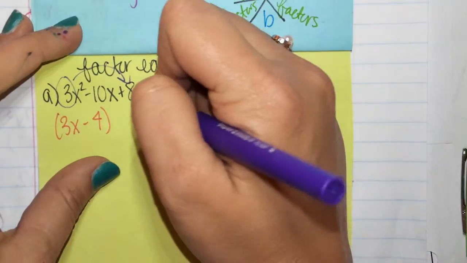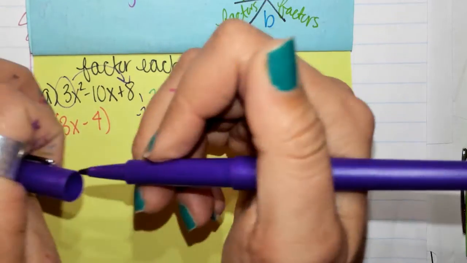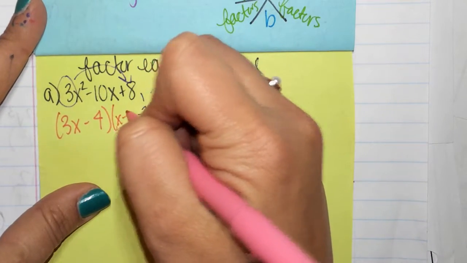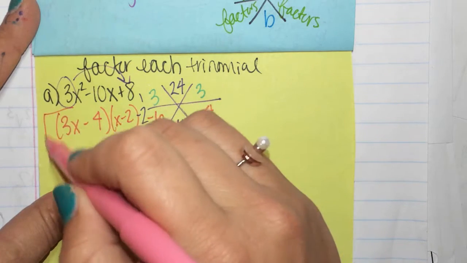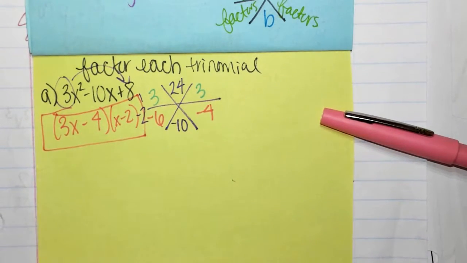Okay, what is 6 over 3 reduced to? 2. So what are my parentheses going to be? x minus 2. Why do we not write a 1? Because you don't like us to. Yay! Well, we've learned something.